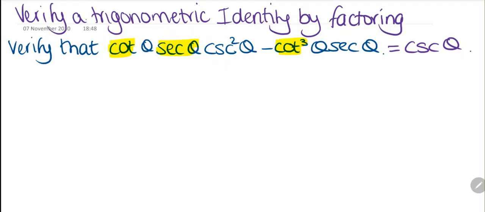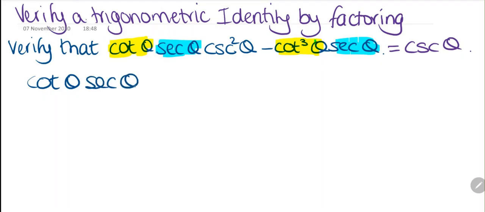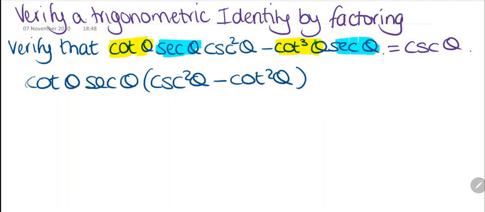So I'll just change that color. So we have secant. So we can factor by cotangent theta and secant theta. And this is going to leave us with cosecant squared theta minus cotangent squared theta. And that looks a lot easier already.